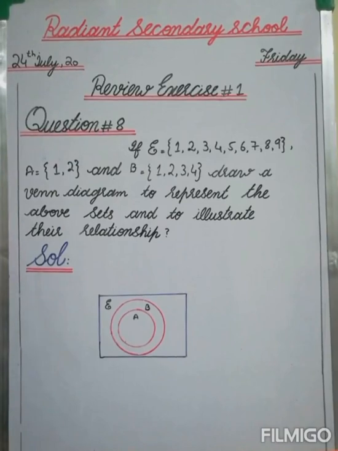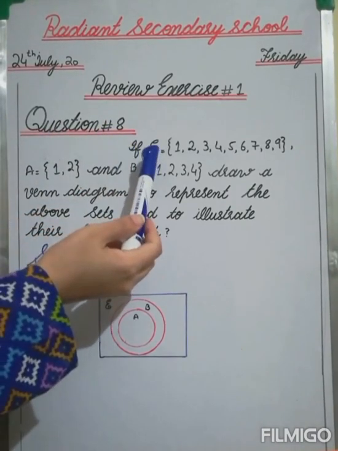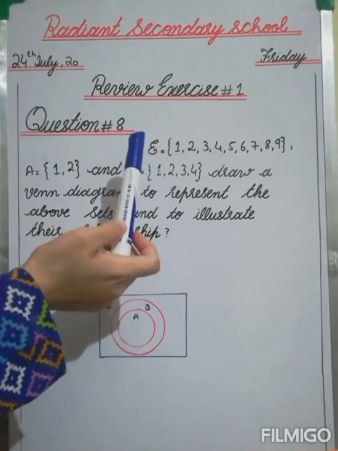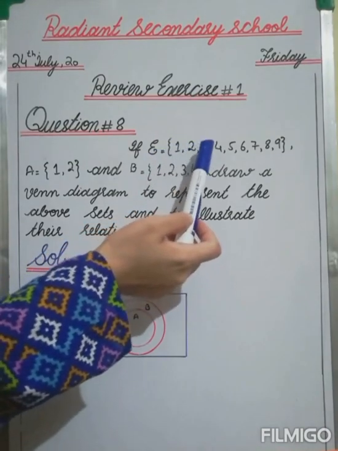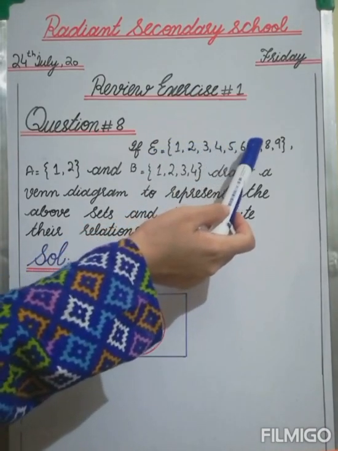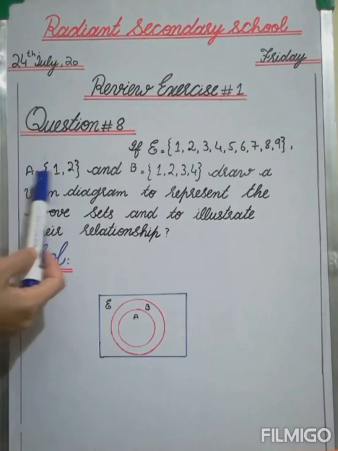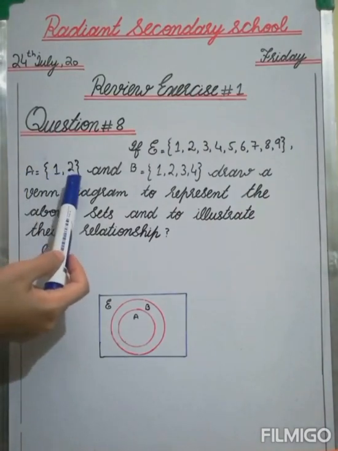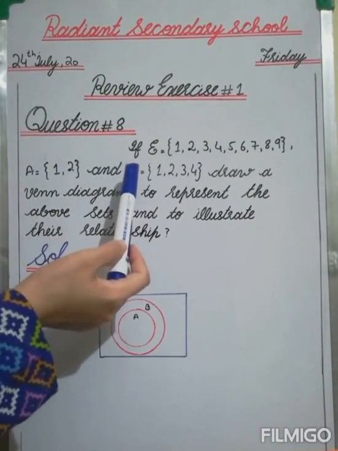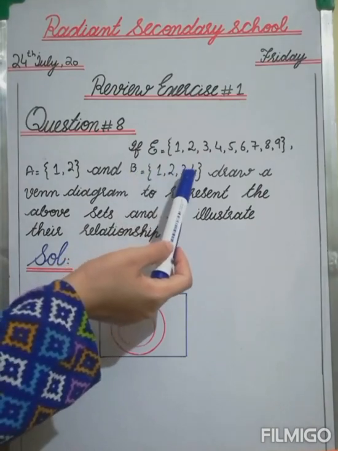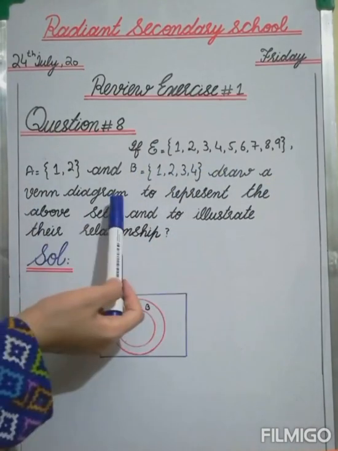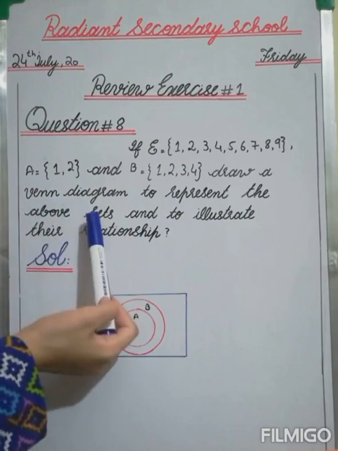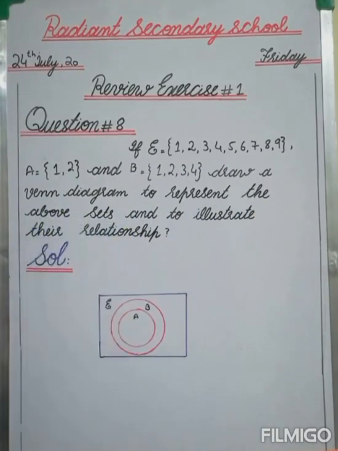Okay, next question number 8 is, if the elements of universal set are 1, 2, 3, 4, 5, 6, 7, 8 and 9, and the elements of set A are 1 and 2, and the elements of set B are 1, 2, 3, 4. Draw a Venn diagram to represent the above sets and to illustrate their relationship.